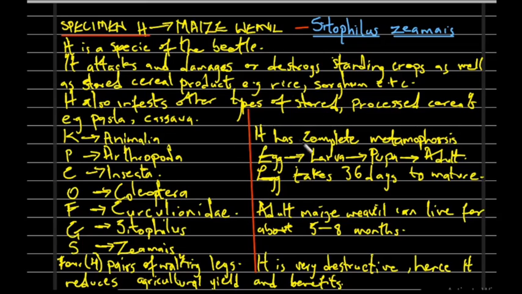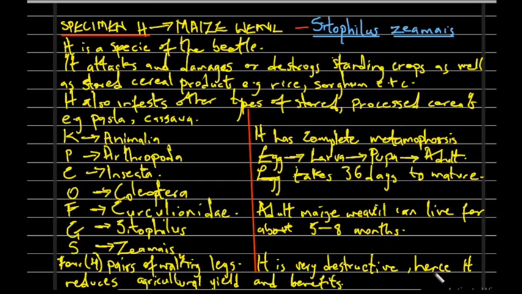Now it undergoes complete metamorphosis. That is, it moves from the egg to the larva to the pupa and to the adult, and it takes about 36 days for the egg to mature fully into an adult. And then the adult maize weevil can live for about 5 to 8 months. That is their lifespan.